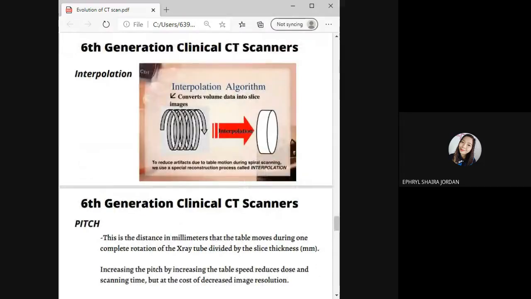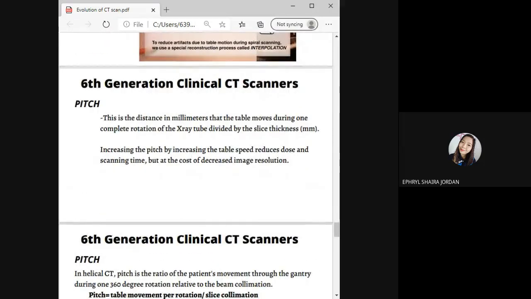Now, what is pitch? So in helical CT, pitch is the ratio of the patient's movement through the gantry during one 360-degree rotation relative to the beam collimation. So basically, pitch is a distance in millimeters that the table moves during one complete rotation of the X-ray tube divided by the slice thickness. So yan ang formula ng pitch. So ano ba ang mangyayari? Ano ba ang effect ng pitch?